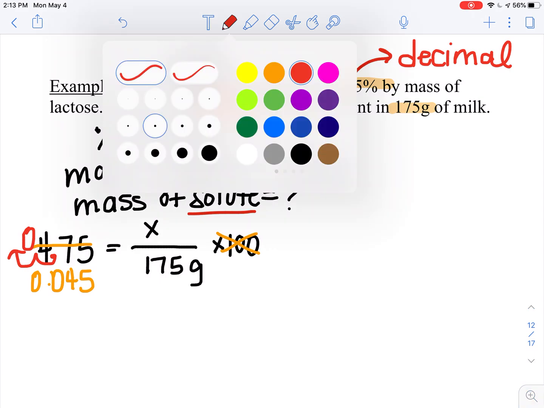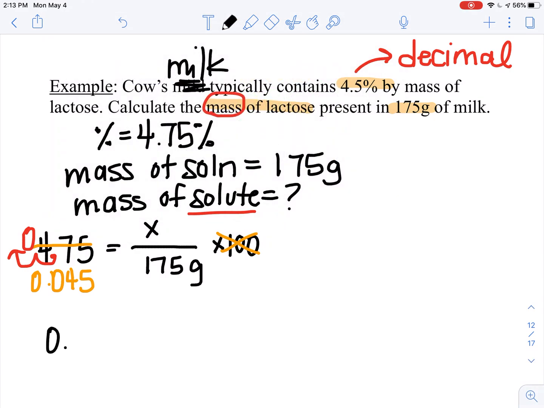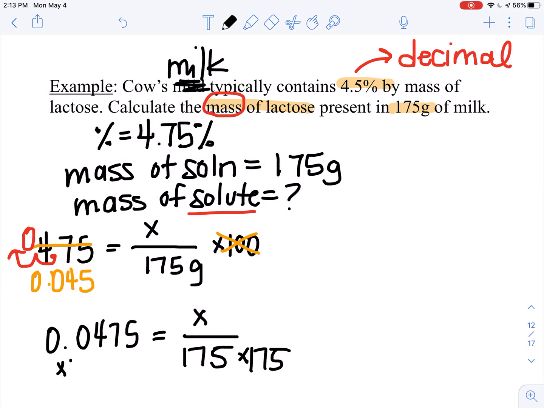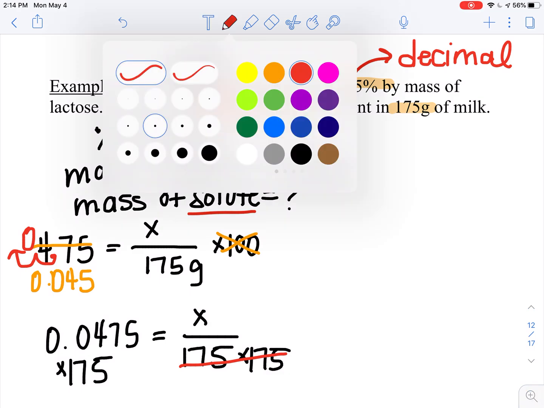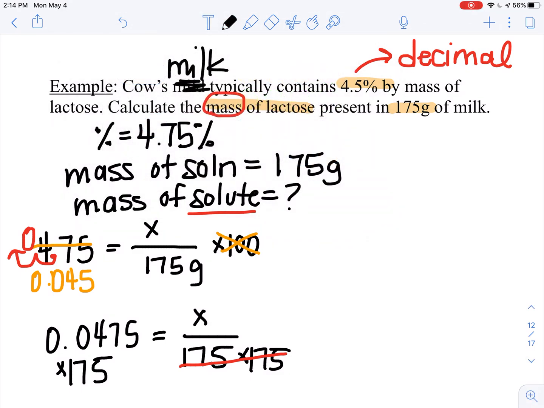So now if we look at this problem, hopefully it'll be a little bit easier. It's 0.0475 equals x over 175. And to get x by itself, you have to do inverse operations. So this is divided by 175, so we're going to multiply it by 175. What you do to one side, you do to both sides. Okay, and let me change my pen color here. These will cancel out with each other. So then we just have to do 0.0475 times 175. And when you do that, you get 7.88. So that tells us that we have 7.88 grams of lactose.